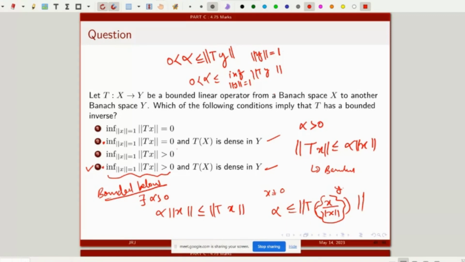Now can you give counterexamples for the other 3 options? Can you give an operator such that the infimum equals 0 but it is not invertible? The 0 operator will work. Yeah, you can take the 0 operator. What about option 2?